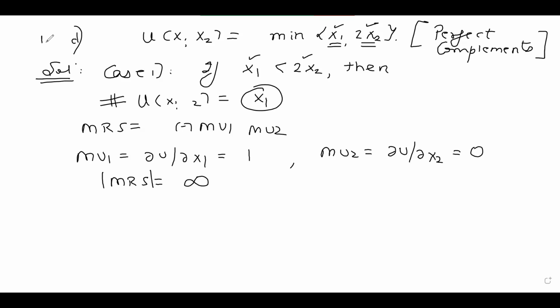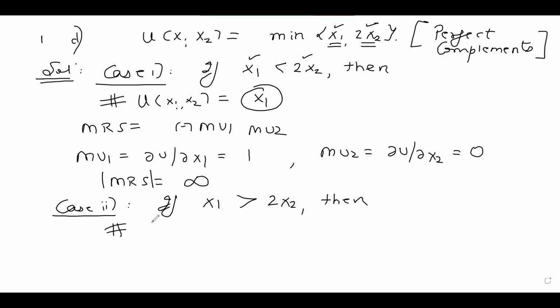Let's look at now the next case, case 2. If x1 is more than 2x2, in that case, my utility function is going to be, now what's the min of x1 comma 2x2? Now for this case, x1 is more than 2x2. That means the minimum out of x1 and 2x2 is 2x2. So my utility function is 2x2. Again, let's find the MRS.